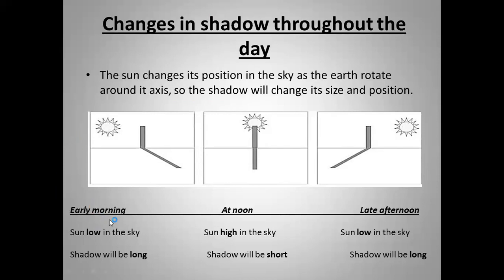In the early morning, the sun appears low in the sky, so the shadow will be long. At noon, the sun appears high in the sky, so the shadow will be short. At late afternoon, the sun appears low in the sky, so the shadow will be long.